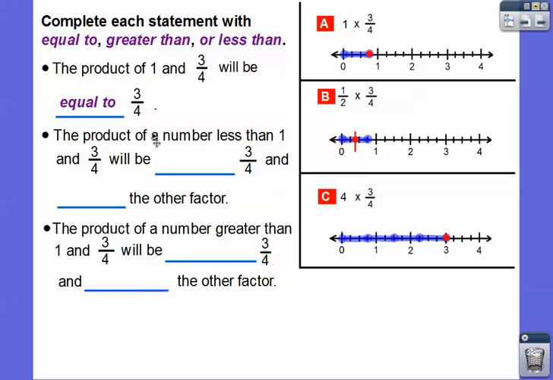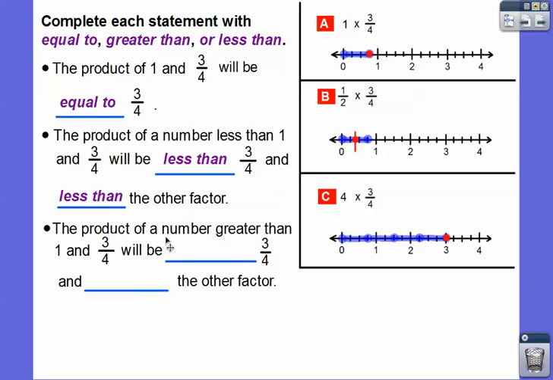Okay, how about the product of a number less than 1? Here we multiplied 1/2, which is less than 1, times 3/4. It gave us this number where the dot is. Is that less than, greater than, or equal to 3/4? It's definitely going to be less than 3/4. And when you're multiplying a fraction times a fraction, it's always going to be less than the other factor. Whenever you multiply two fractions together, as long as they're under 1, the product is always less than the other factor.